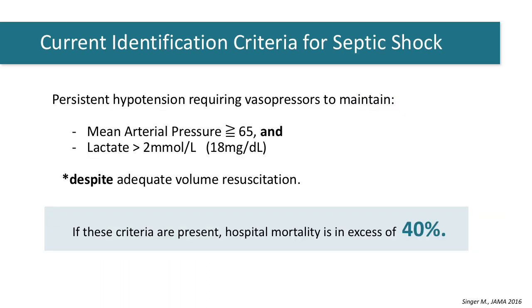Based on the 2016 guidelines, septic shock would then be defined as evidence of persistent hypotension requiring vasopressors to maintain a mean arterial pressure of greater than or equal to 65 millimeters of mercury and evidence of lactate greater than 2 millimoles per liter. This is despite adequate volume resuscitation. If these criteria are present, the hospital mortality is in excess of 40%.